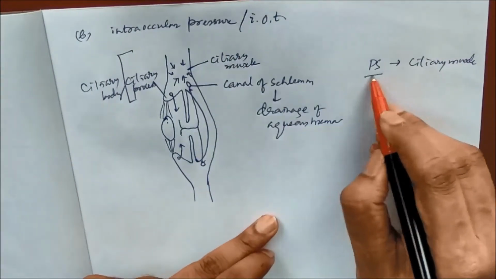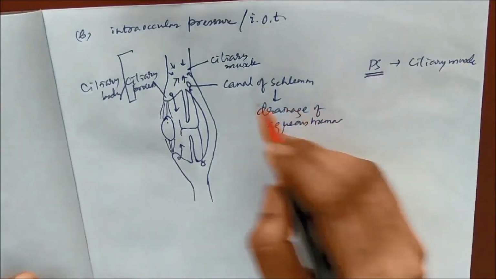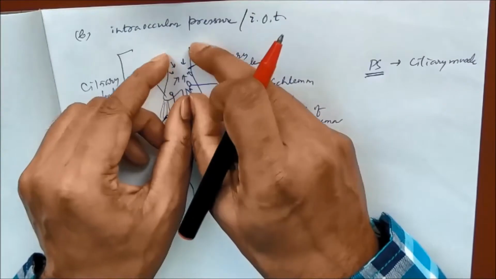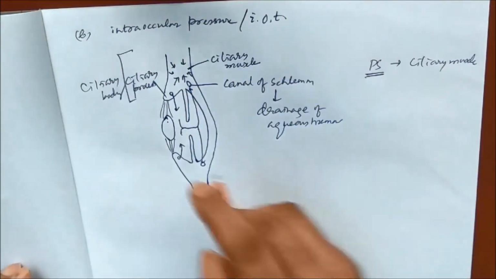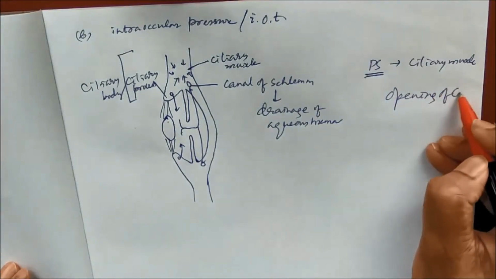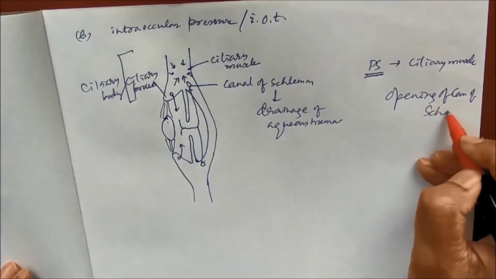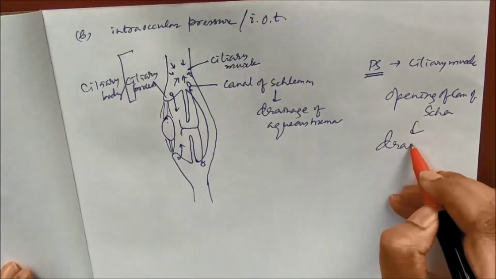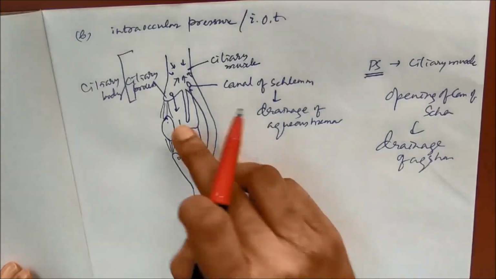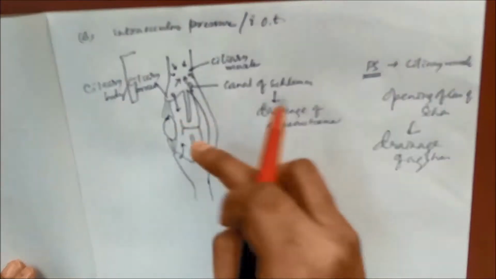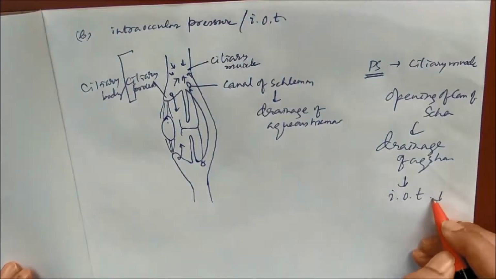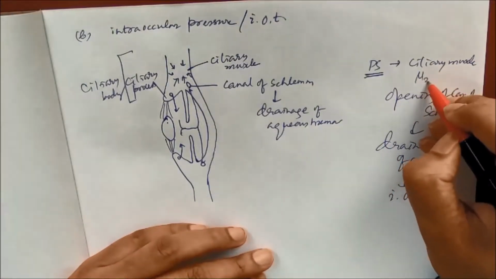So when the parasympathetic nervous system is activated, the ciliary muscle contracts, and because of this contraction there will be opening of the canal of Schlemm. Opening of the canal of Schlemm will cause drainage of aqueous humor, so there will be less aqueous humor here and less pressure, so it decreases the intraocular tension. This is all through the M3 receptor.